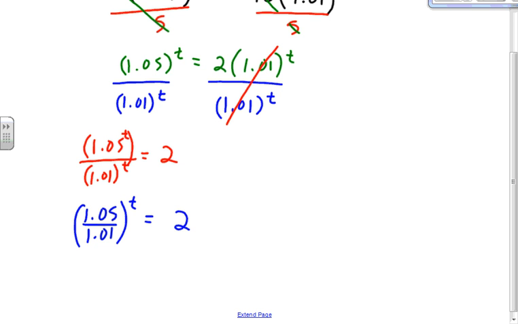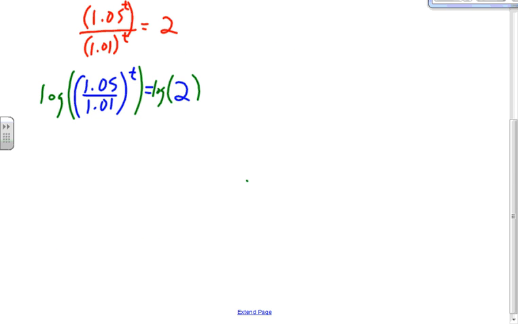Now at this point you say, well, Mr. Minnich, the t is still in the exponent. And I say, well, you know how to get that t out of the exponent. And the answer, of course, is log. So we take the log of this side and the log of 2. And that's going to give us t log of 1.05 over 1.01 equals the log of 2.